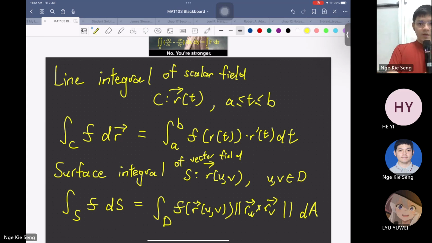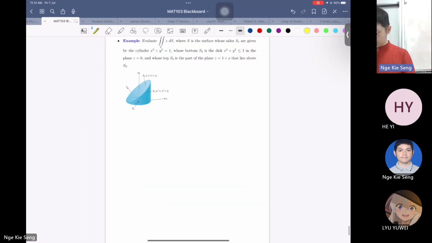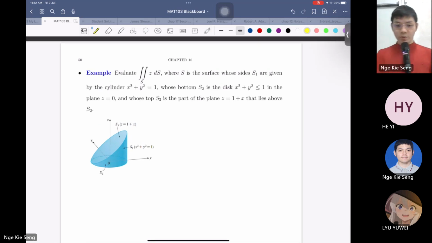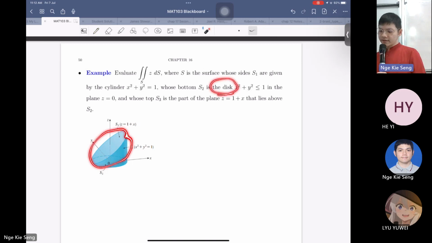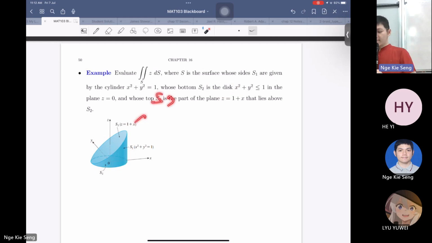Okay, next, let's do one example here. Integrate z dS, where X is a surface given by X1, X2, and X3. X1 is the side of a cylinder. You've got a cylinder. X2 is a disk, the disk at z equals 0. And X3 is a slanted plane, z equals 1 plus x. So you've got this object made out of three surfaces here.